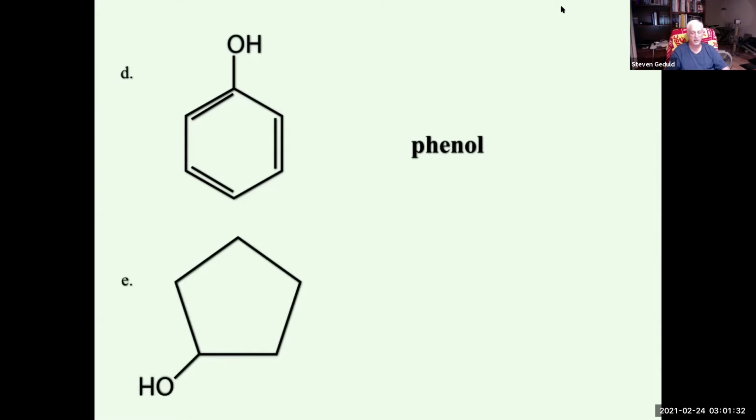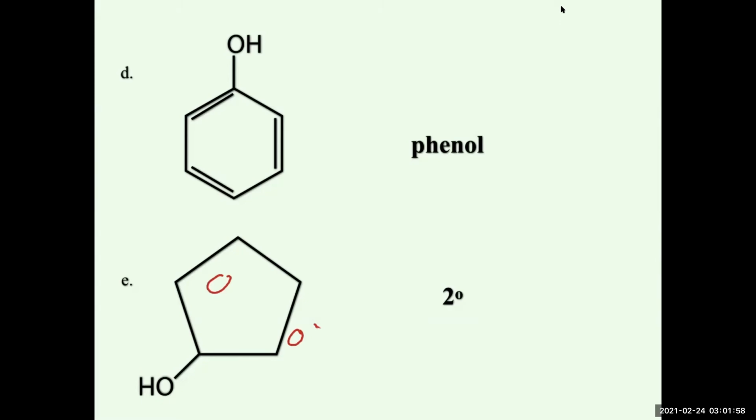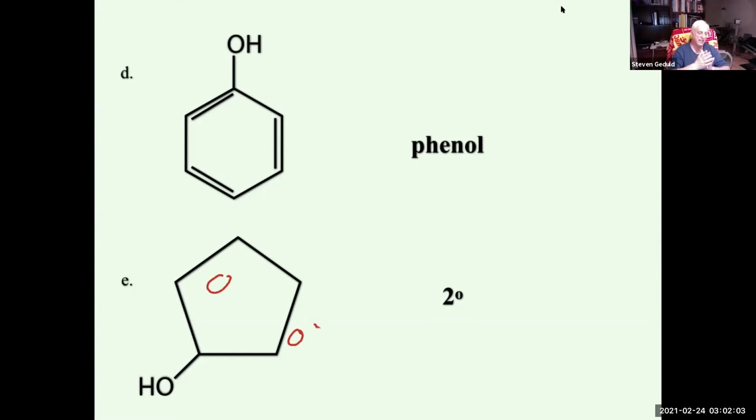Primary, secondary, tertiary. Secondary. Secondary, perfect. There's 2 carbons attached to it. And let's name that one. The same thing as the last one, except there's no methyl group. Cyclopentanol. Perfect.